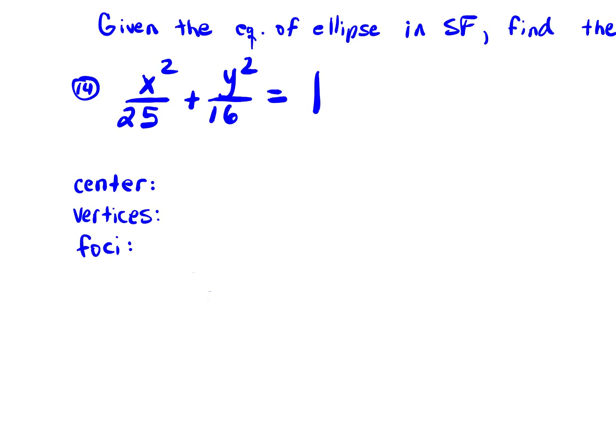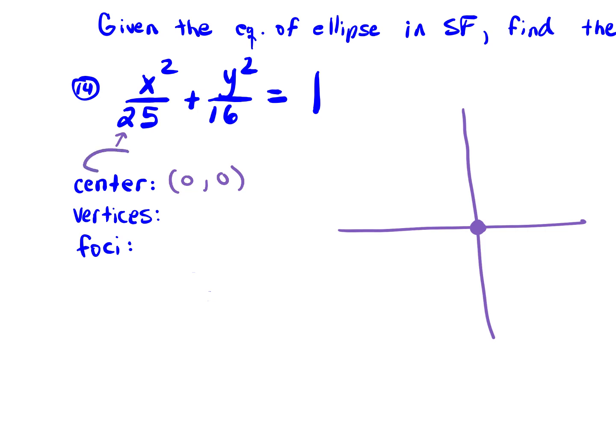So what's my center for 14? 0, 0. I'm not adding anything to the x or y, so my center's at 0, 0. So I'm going to graph my center, 0, 0. Now here, the bigger denominator is under the x, so is it going to be a horizontal ellipse or a vertical ellipse? Horizontal.